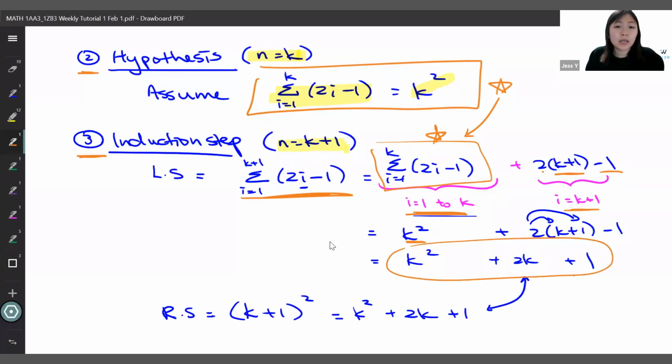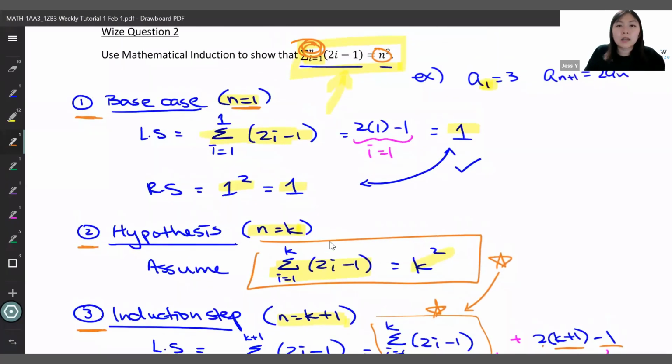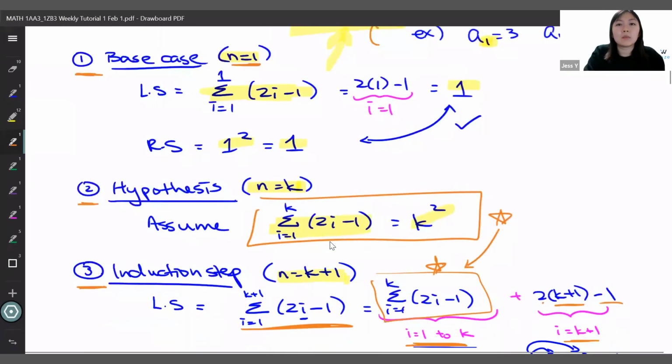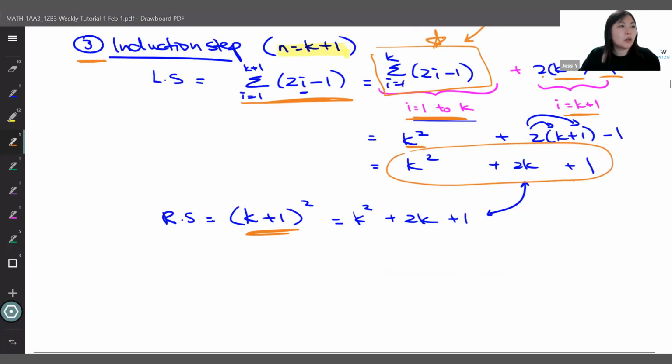Now do the same thing to the right-hand side. I'm just going to take my equation and whatever is on the right-hand side, replace the n with a k plus 1. And that's what we get. And then we show that left side equals right side, meaning it's true. Okay. So hopefully that makes sense. If not, let me know.